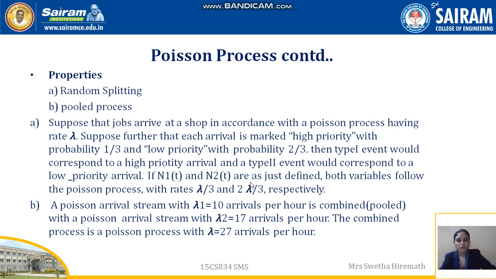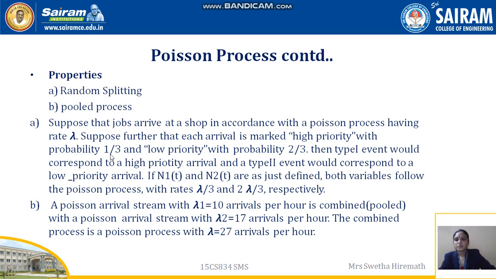If N1(t) and N2(t) are defined, both variables follow the Poisson process with rates lambda/3 and 2 lambda/3 respectively. So N1(t) is the number of arrivals which arrive with probability 1/3, and N2(t) consists of the number of arrivals with low priority, with a probability value of 2/3. Both variables follow the Poisson process with rates lambda/3 and 2 lambda/3 respectively.